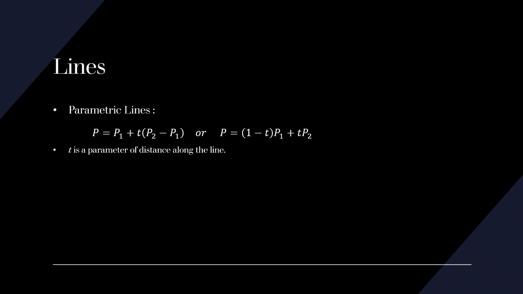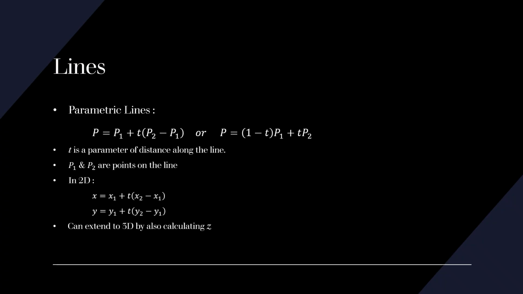A better way to look at lines is with a technique called parametric lines. The equations are here. T is a parameter which is the distance along the line. P1 and P2 are points on the line. Quite commonly, if it's a line segment, that would be the start and the end point of the line segment. We can evaluate any point on the line in 2D simply by these equations here. Again, x1 and y1 are your start point, x2, y2 are the end point, and t, which is the same in both equations, is how far along the line we are. If you want to extend this to 3D, we simply calculate z in exactly the same way.